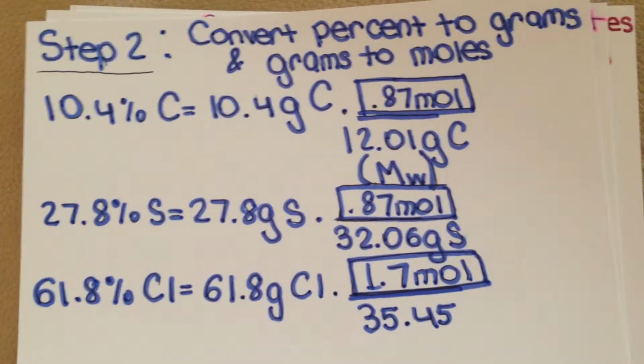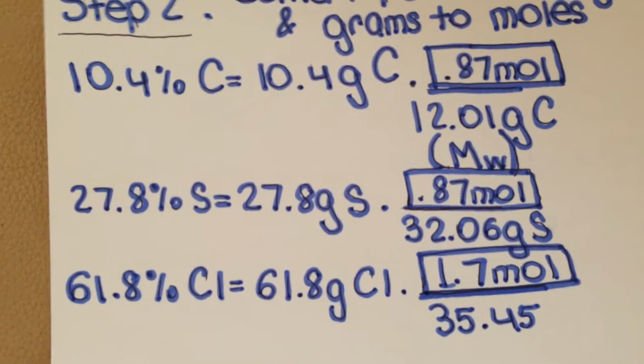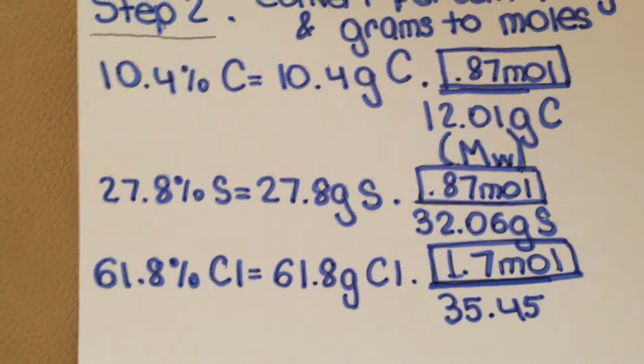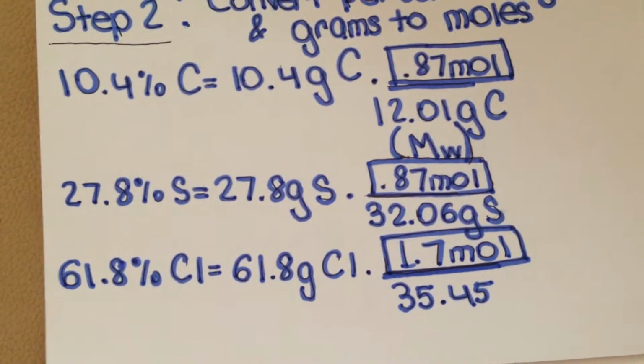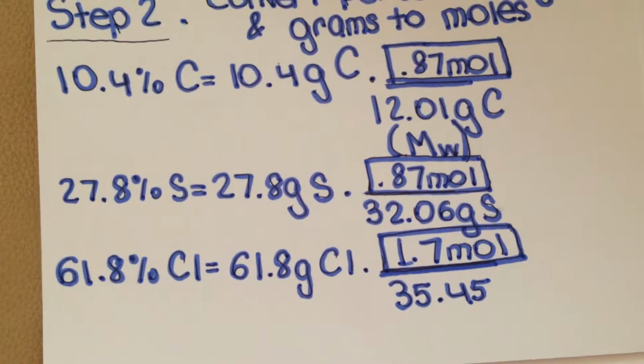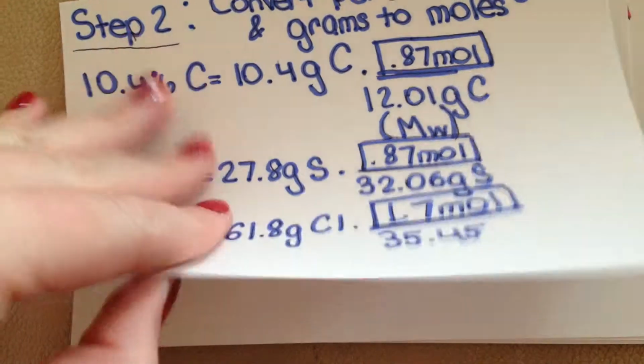moles of carbon. We would do the same thing with the percentages of sulfur and the percentages of chlorine. 27.8 grams of sulfur would give us 0.87 moles of sulfur, and 61.8 grams of chlorine would give us 1.7 moles of chlorine.